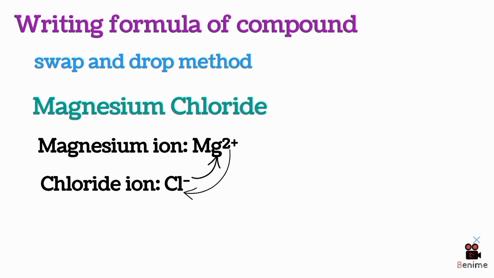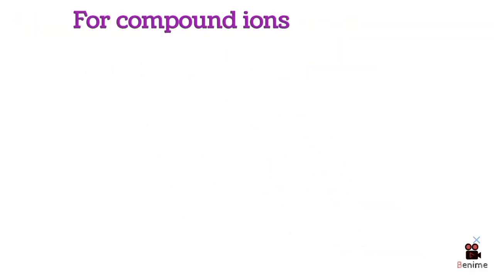Number 3, write the result as subscripts. Mg1Cl2. Number 4, clean it up. We don't write the number 1 in a formula. The final formula is MgCl2.